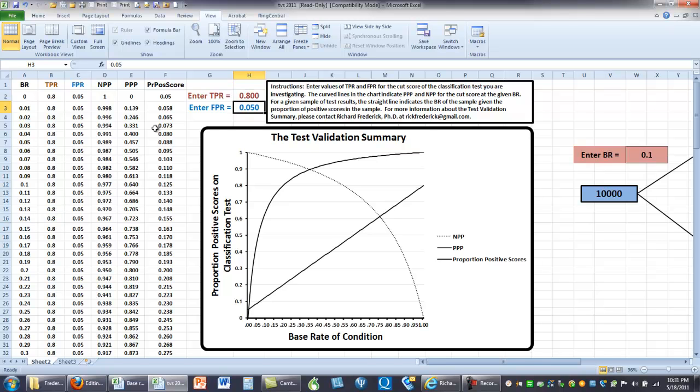And then if you can see the proportion of positive scores in your sample, let's say 20% are positive. Here, your base rate's 20%. When you get a positive score, you have an 80% chance of having the condition. If you get a negative score, 95% of the time you don't have the condition.